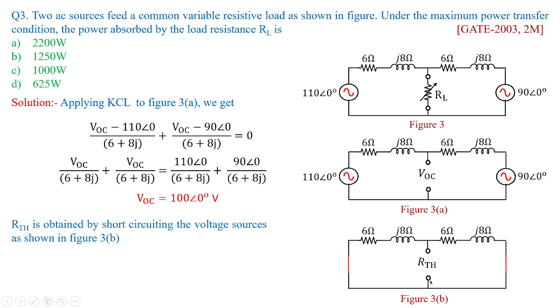Now let us obtain the value of RTH. RTH can be obtained by short circuiting the voltage sources. So on both sides of the given figure 3, I have shorted the voltage sources and this is how the rest of the network would look like. So easily you can apply the parallel combination formula and this value leads to 3 plus 4J ohms. So we are done with VOC, we are done with RTH.